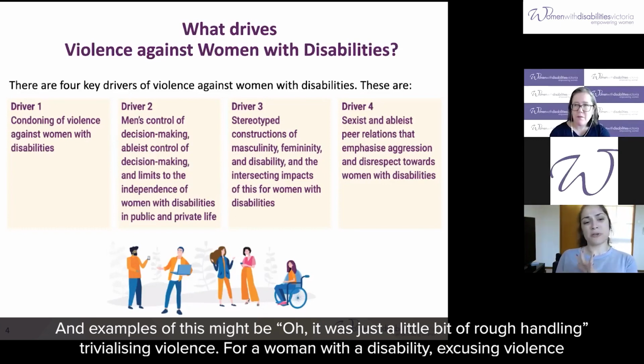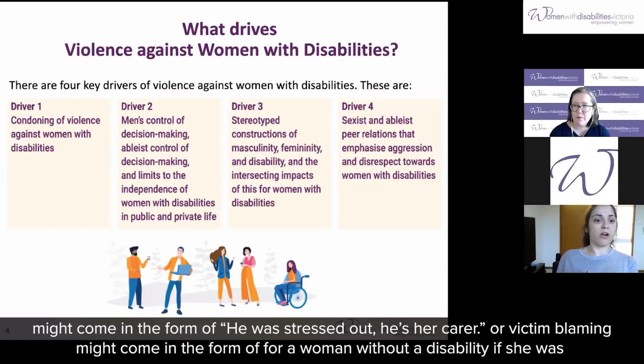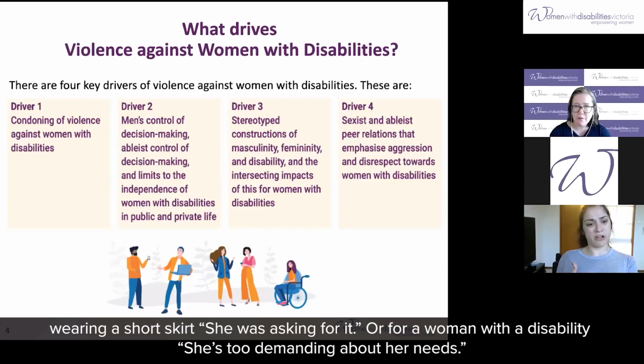And examples of this might be, oh, it was just a little bit of rough handling, trivializing violence, or for women with a disability, excusing violence might come in the form of he was stressed out, he's a carer, or victim blaming might come in the form of, for a woman without a disability, she was wearing a short skirt, she was asking for it, or for a woman with a disability, she's too demanding about her needs.